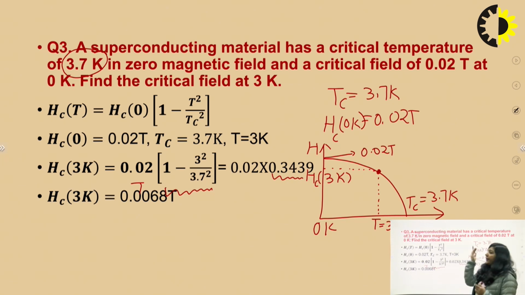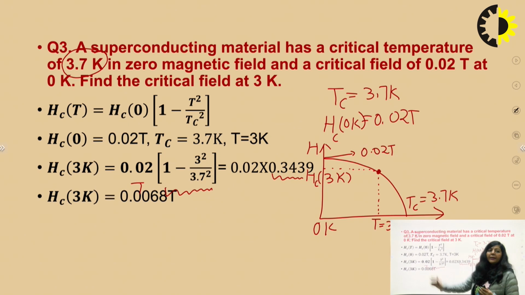And obviously, the critical magnetic field at 0 Kelvin will be maximum for a particular material. So 0.02 Tesla is the maximum amount of magnetic field which is required to destroy the superconducting behavior, and that will be at 0 Kelvin. And if you increase the temperature, obviously the critical magnetic field value will decrease with the increase in temperature, because between 0 and Tc, the superconducting behavior is the sum total of that temperature and critical magnetic field.